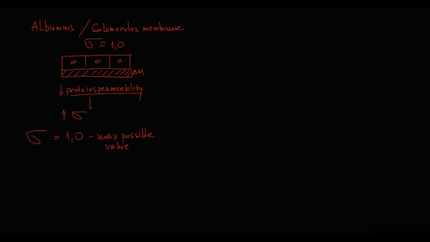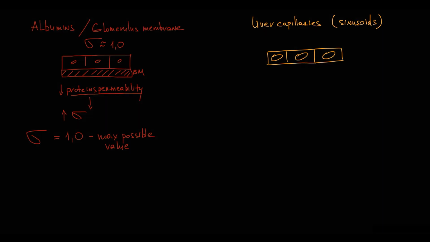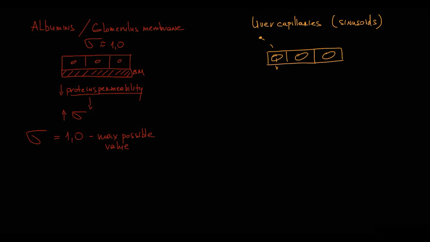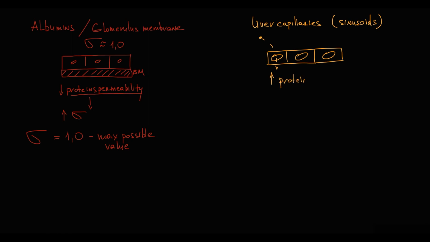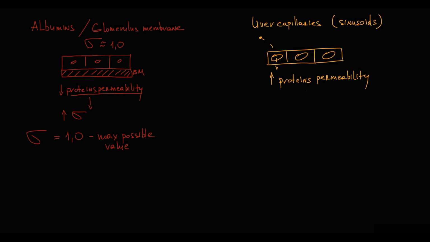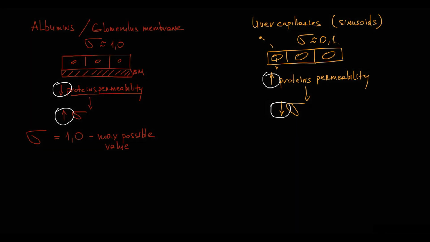In contrast to this, liver capillaries called sinusoids have large pores in endothelial cells and they don't have a basement membrane. So proteins can easily cross through these gaps in endothelial cells without serious obstacles. And because such a membrane has very high protein permeability, the reflection coefficient of sinusoids for proteins is very low, approximately 0.1. So the lower the permeability of the membrane for proteins, the higher the protein reflection coefficient. The higher the permeability, the lower the reflection coefficient.